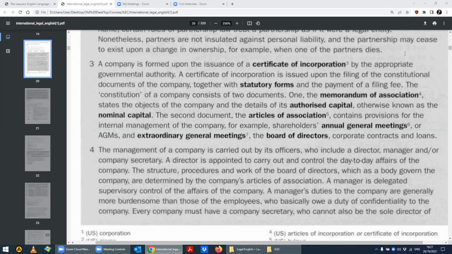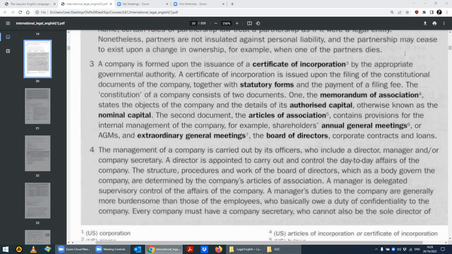Now, the 2 documents which Companies House needs to see, which form the constitution of the company, are the Memorandum of Association and the Articles of Association. The problem comes in that in America, they have the same 2 documents, but they've given them different names. They call them the Articles of Incorporation and the Articles.